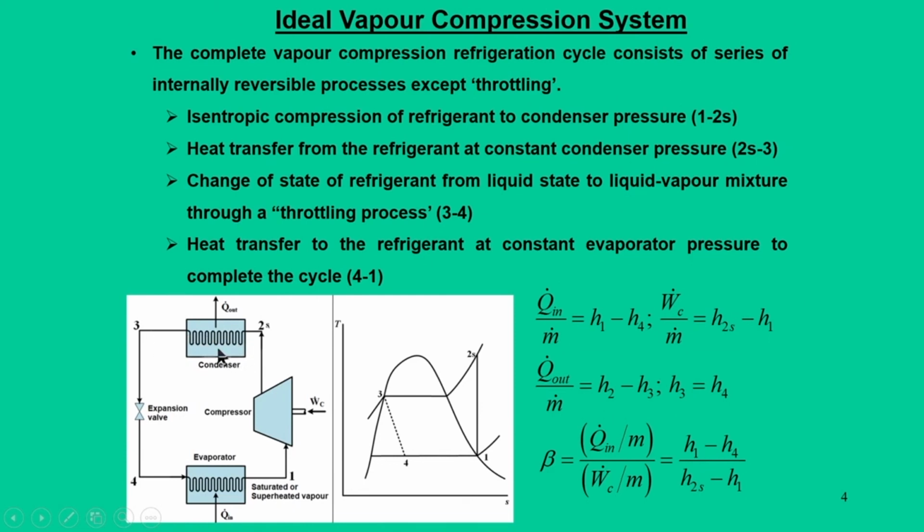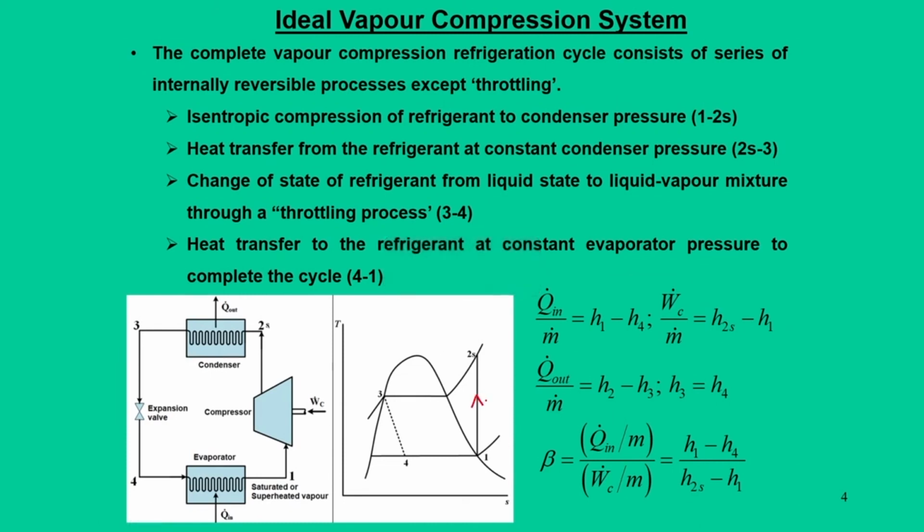Now it has changed its phase, but it is still at condenser pressure. We have to reduce the pressure of this refrigerant back to the evaporator pressure. So, we require an expansion valve, or simply we call this a throttling valve. Then it comes back from state 3 to state 4 and again the cycle continues.